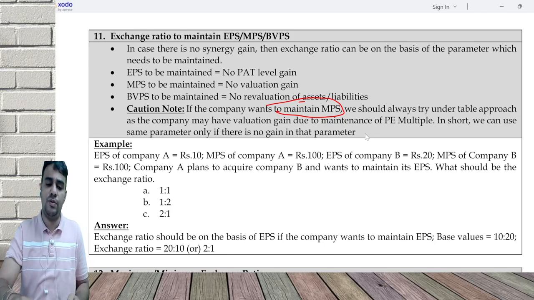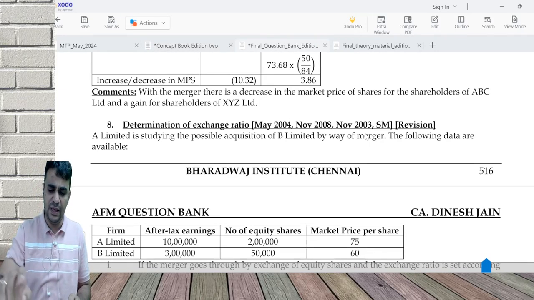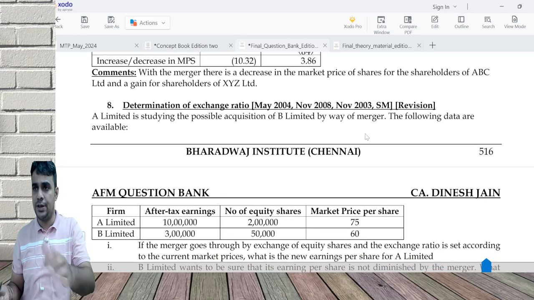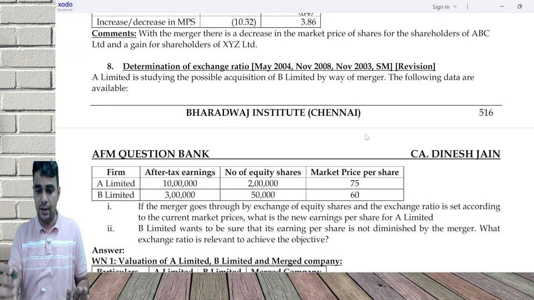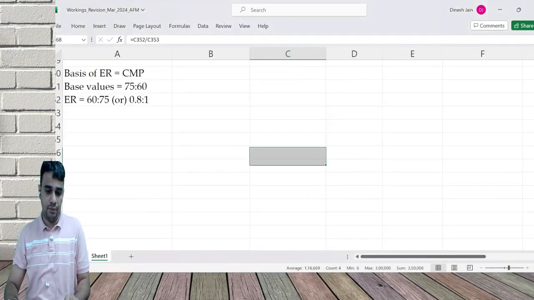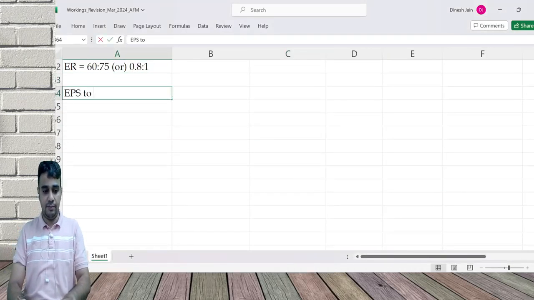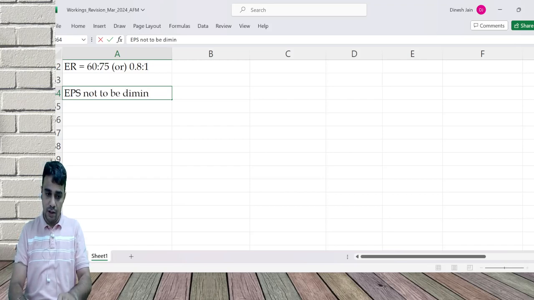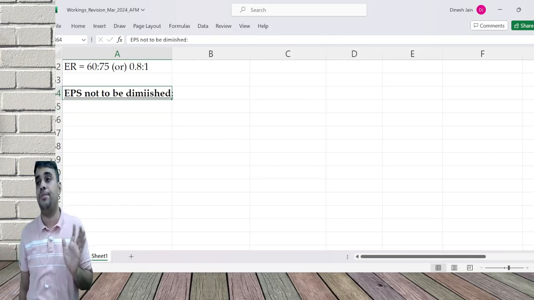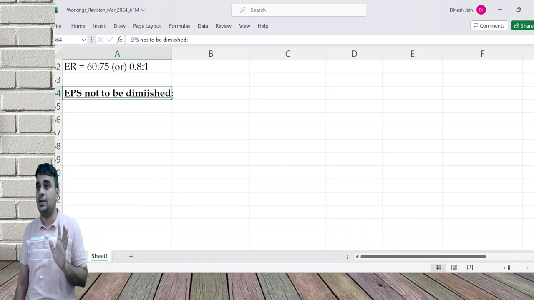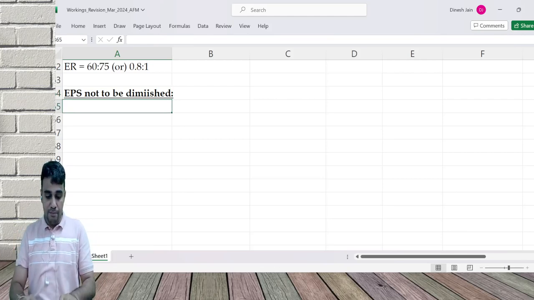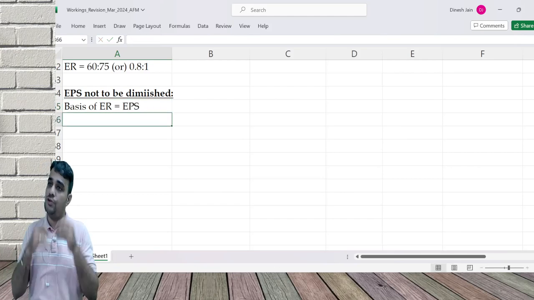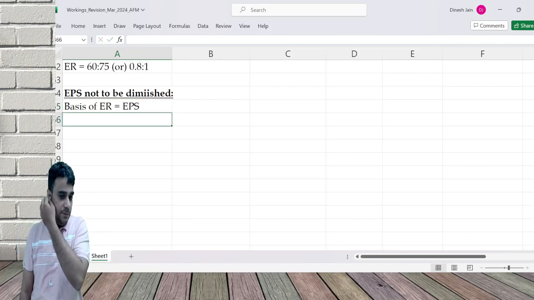In this question, what needs to be maintained? They're saying EPS. I will first show you the calculation and then I'll prove the answer. So now right below, EPS to be maintained, EPS not to be diminished. In this question, is there any synergy gain at PAT level? I'm not talking about P multiple. Any synergy gain at PAT level? No. Basis of exchange ratio, EPS. Want to maintain EPS? Do it on the basis of EPS.